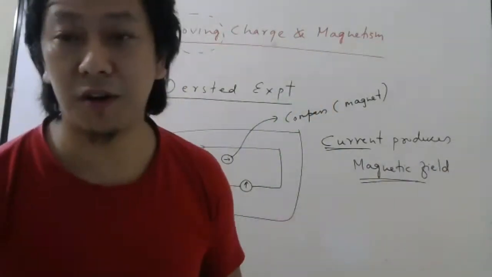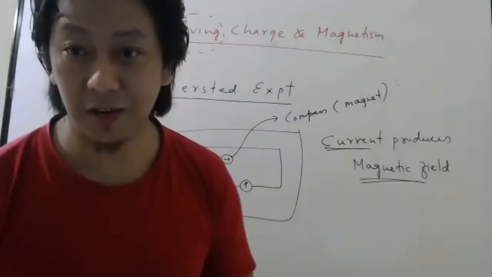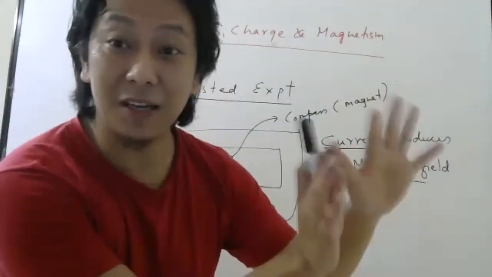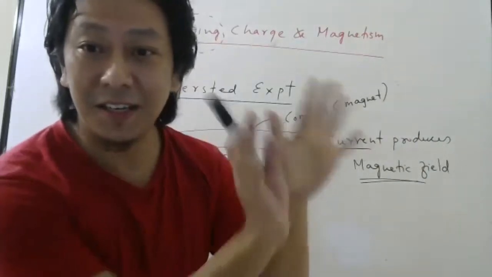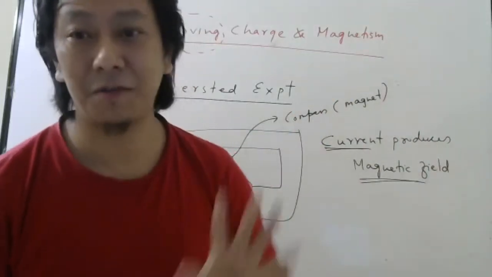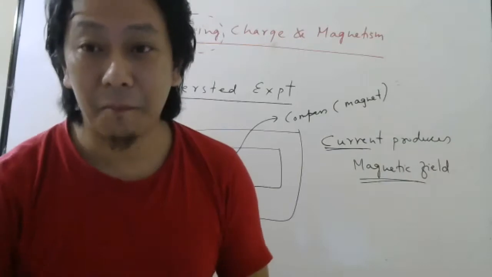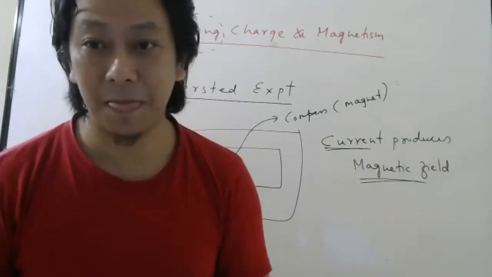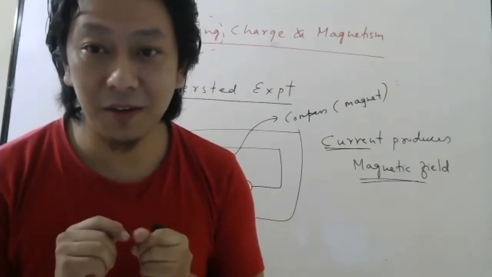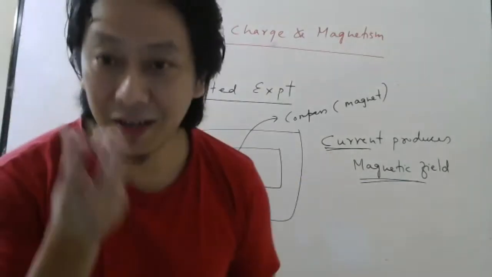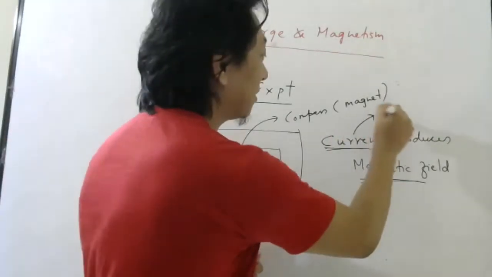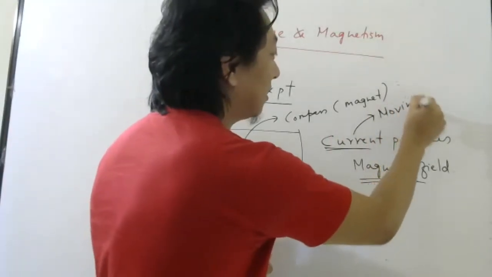Why is it so important? Because before this discovery, people used to think charge is related to electric effects. Charge is related to electric field, electrostatic force. Magnets are related to magnetic field, magnetic force, like that. For the first time, somebody found that current, matlab what? Current is related to charge or not? Current is nothing but moving charge.